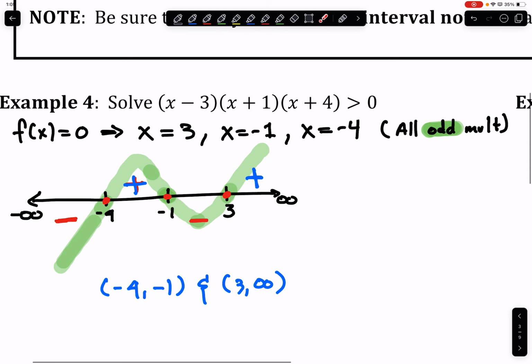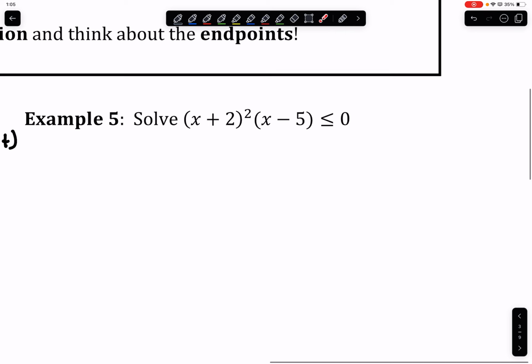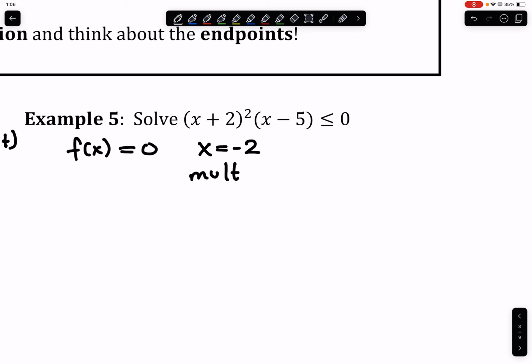Now let's look at example number 5 here. So the same situation here. Here we have two values for our two zeros. Our two zeros are negative 2, but negative 2 has a multiplicity of 2, and x is equal to positive 5, where the multiplicity for that one is 1. Now, recall that having an even multiplicity means that our graph is going to be tangent at that location.